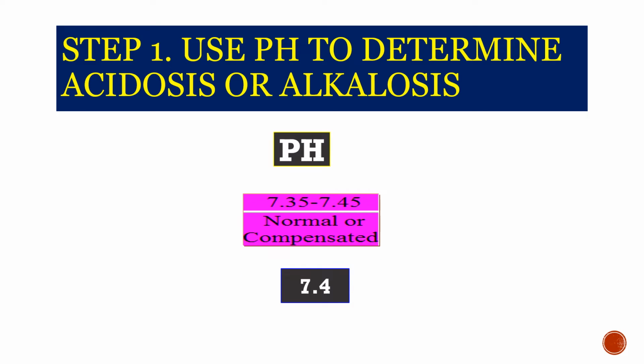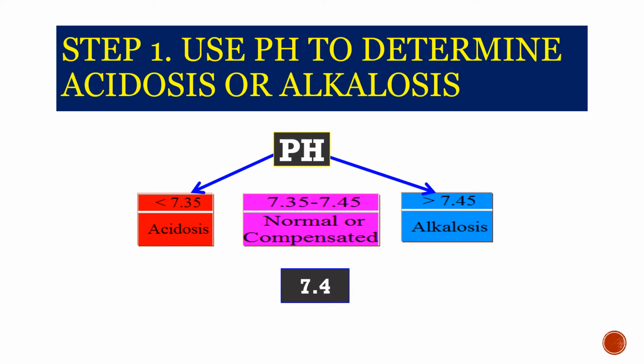Okay. The first step to interpret ABG is using the pH to determine whether it is acidosis or alkalosis. The pH, if it is normal, 7.35 to 7.45, it is normal or compensated, depending upon bicarbonate and CO2. If both of them are normal, it is normal pH. If one or both of them is abnormal, it is a compensated pH. And as we know, the alkalosis means pH above 7.45, and the acidosis is below 7.35.